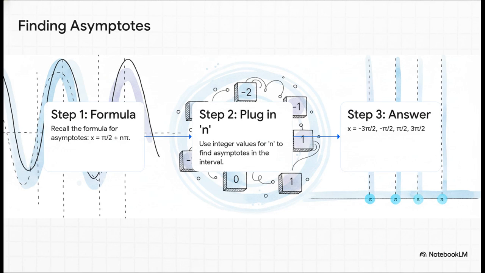First, we just grab our general formula for the asymptotes. Step 2, we start plugging in integers for n, like -2, -1, 0, 1, and we just see which of those answers actually land inside our required interval. And that gives us our final answer right there. Super simple once you know the rule.